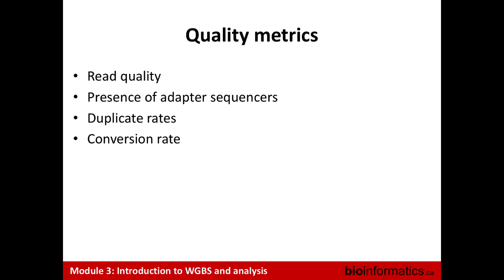I didn't have much on the conversion rate, but that's another important factor. We talked about the read quality and the presence of adapters. Again, that's something that FastQC will report. If you have lots of adapter sequences, it's going to lead to misalignment and miscalls. If duplicate rates are very high, you're basically losing a lot of sequence, or your coverage, which was 20x, might go down to 10x, and that's also going to be problematic in terms of giving you good estimates of methylation.